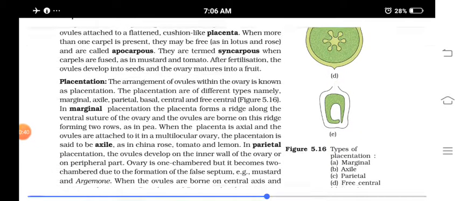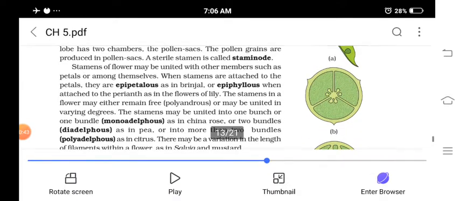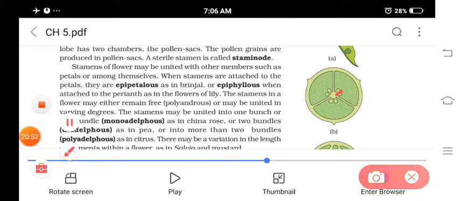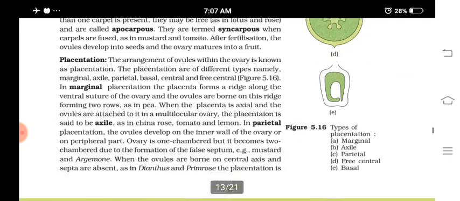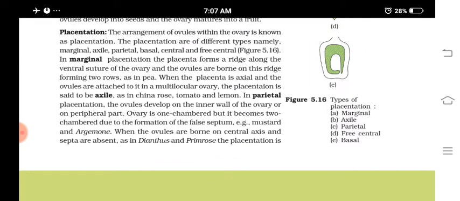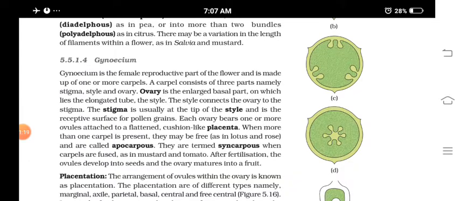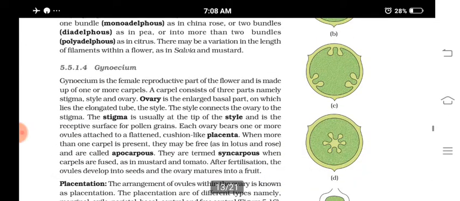Then next is what? Axile placentation. You can see in axile placentation, the ovary will be chambered, many chambers will be there, and the ovules are attached to the central placenta. The placenta will be like this in the center, and the ovules are attached to this placenta. So this you can see in plants like tomato, lemon, rose, china rose, etc. So that is known as what? Axile placentation.